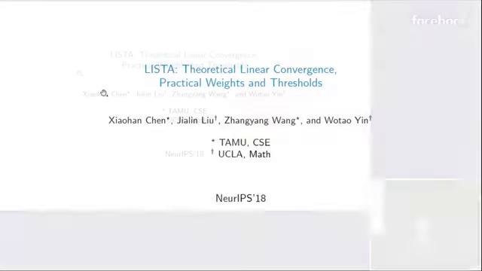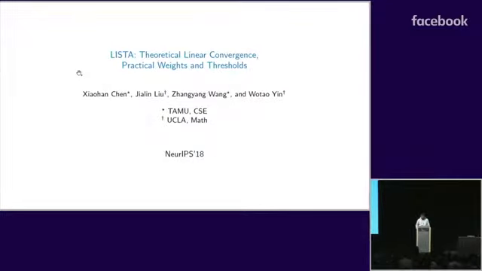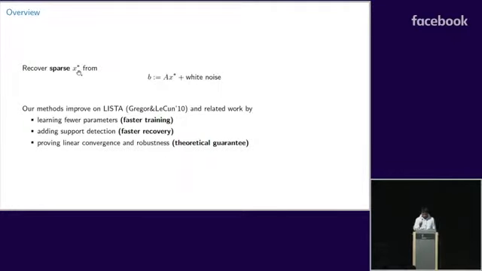The paper I will talk about today is about LISTA, or learned ISTA. Specifically, its theoretical linear convergence and practical weights and thresholds. Our paper proposes a new fast algorithm to solve the sparse linear inverse problem. We want to recover a sparse vector x star from its noisy linear measurement b.